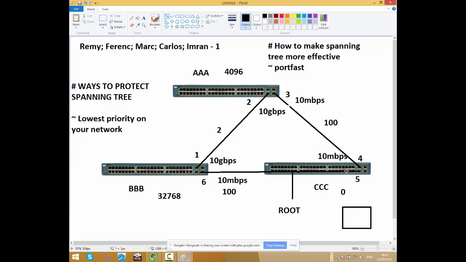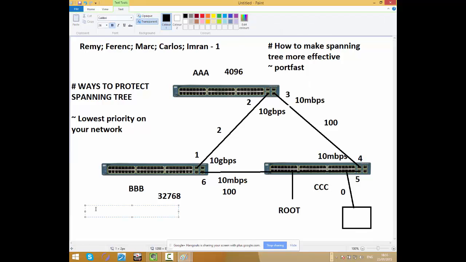If I have just spanning tree configured and I plug it in here, even though this device is not a switch, it will still go through all the phases of spanning tree. Spanning tree has a lot of phases. What are the phases of spanning tree? Listening, learning, forwarding. Good one. And blocking. Blocking. Good one.